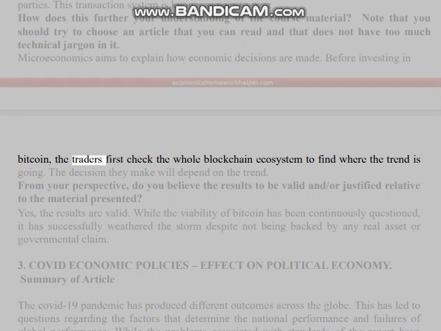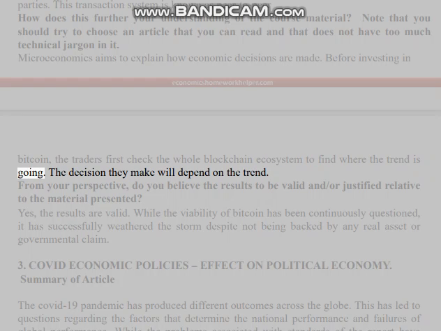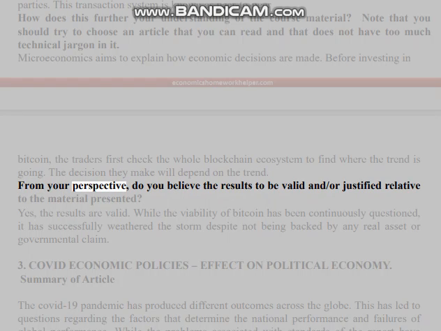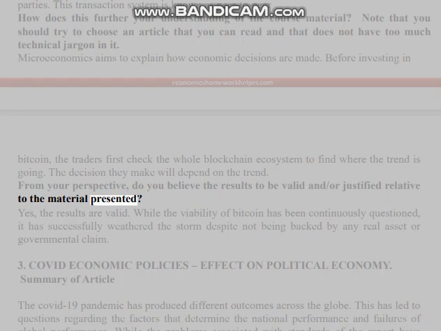Bitcoin. The traders first check the whole blockchain ecosystem to find where the trend is going. The decision they make will depend on the trend. From your perspective, do you believe the results to be valid and/or justified relative to the material presented? Yes, the results are valid. While the viability of Bitcoin has been continuously questioned, it has successfully weathered the storm despite not being backed by any real asset or governmental claim.